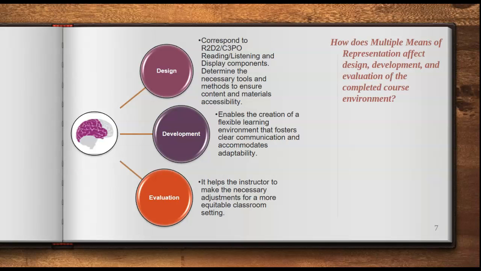How does multiple means of representation affect design, development, and evaluation of the completed course environment? Well, if you are a course developer, know that you may incorporate representation principles in research models such as R2D2, C3PO. At the design phase, the principle of the tenet corresponds to R2D2, C3PO reading, listening, and display components. Determine the necessary tools and methods for students to access information at this phase. At the development phase, the tenet allows for the creation of a flexible environment with clear communication. It helps instructors to reflect and make necessary adjustments for a more equitable classroom setting at the evaluation phase.